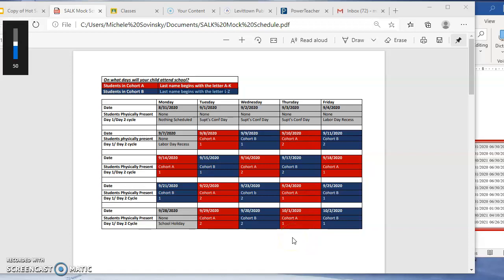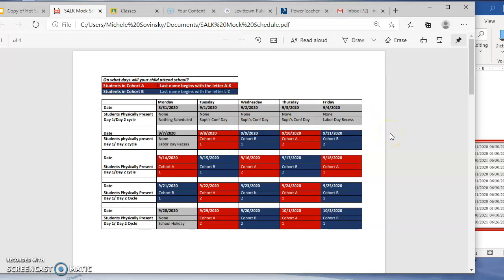Everyone, I just wanted to jump on here to verbally explain how this year's schedule is going to work, because it can be a little bit confusing if you're looking at it without guidance. So this year, our students are broken up into two different cohorts. There's cohort A, and then there's cohort B. If your last name begins with the letters A through K, you're in cohort A. If your last name begins with the letters L through Z, you're in cohort B.